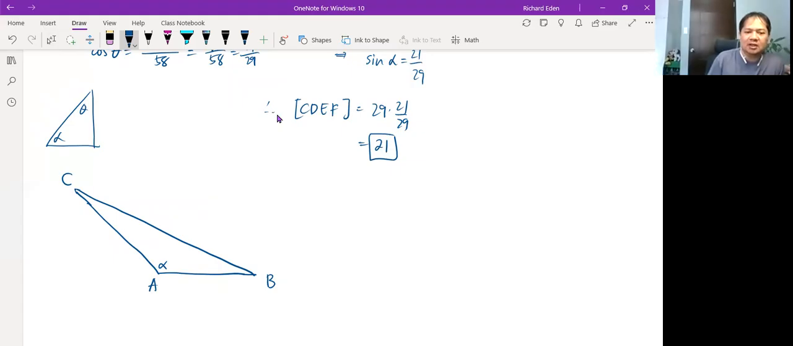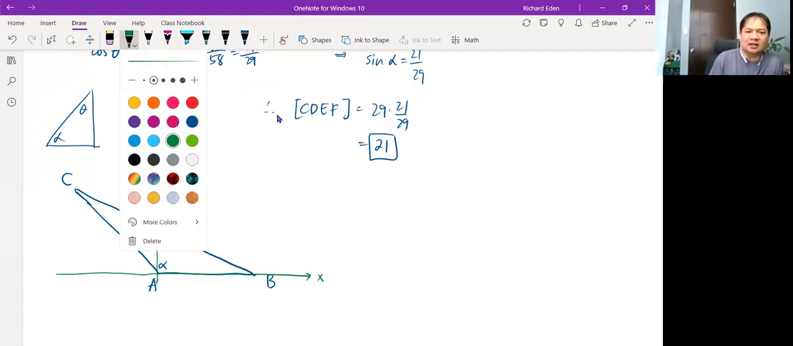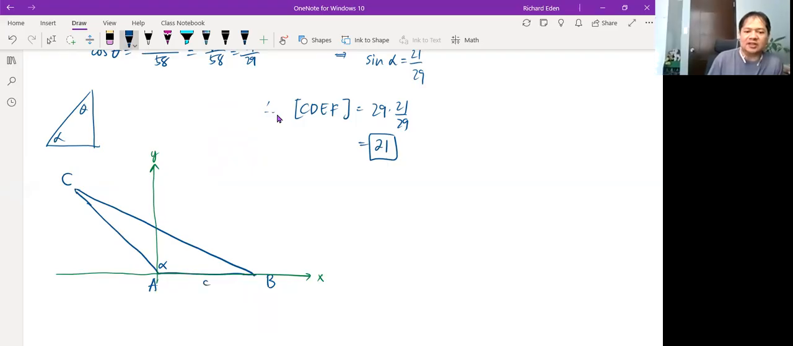Let's put these in a coordinate system, meaning we draw an x-axis here and a y-axis here. The length of AB is small c. The length of AC is small b. A is, of course, the origin, so the coordinates are 0, 0. What about the coordinates of point B? Given that B is on the x-axis and AB has length c, the coordinates are c, 0.